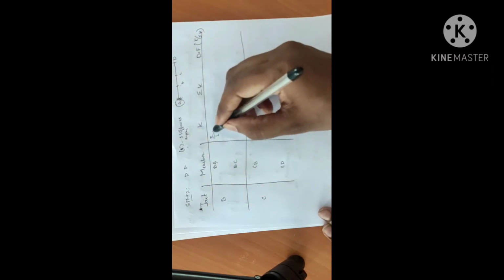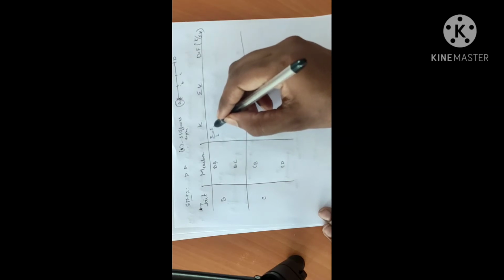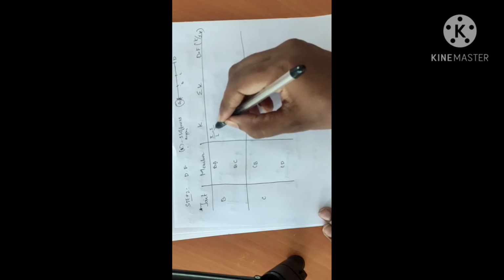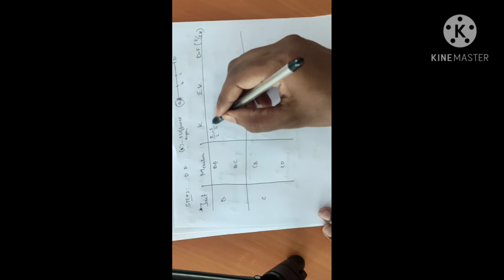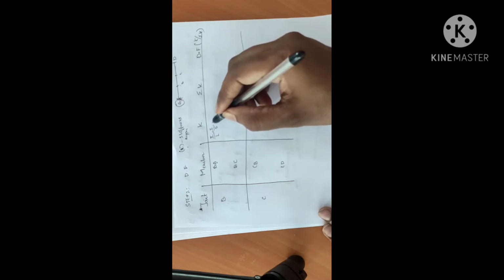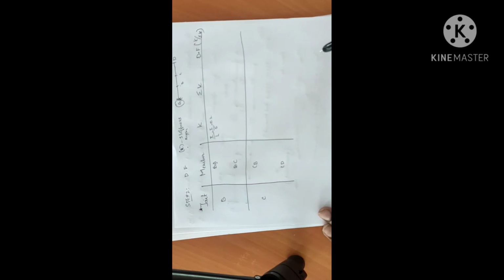I by L, what is I? I we keep as I, it is not given a value, so keep it as it is. Length, what is the length of the member? The length of the member is 5 meters. So 1 divided by 5 is 0.2. Okay, not 0.25, 0.2.